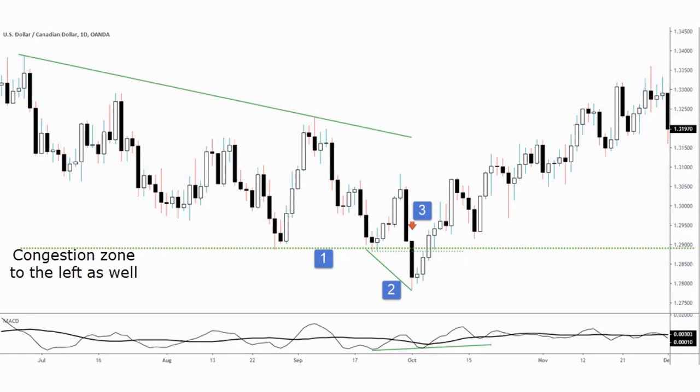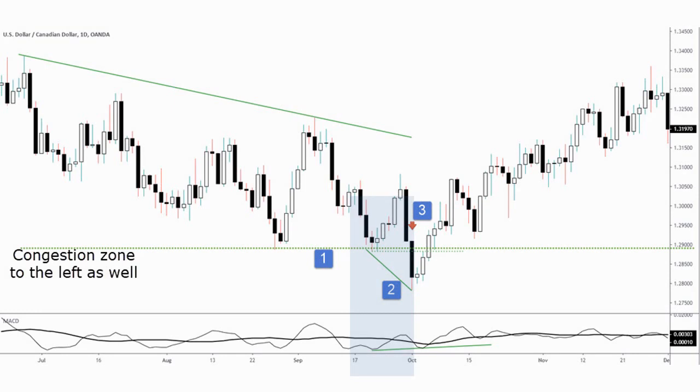Here's another example. The congestion zone, as you can see in the chart, is off to the left. I just didn't add it on this chart because the chart would have been too small. So at number 1, like I said, there's a congestion zone to the left, as well as here we can see a double bottom showing support.